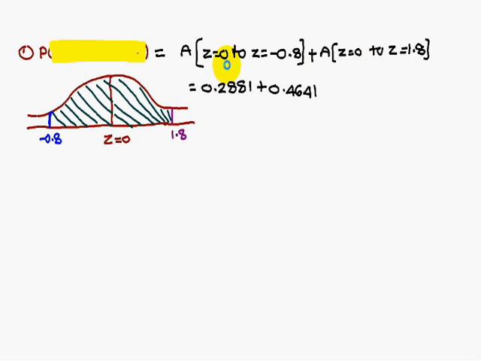Here the first value you come across is 0.2881. From the normal distribution tables the second value is 0.4641. That is nothing but 0.7522, the area. So this is the probability of minus 0.8 less than or equal to z less than or equal to plus 1.8.